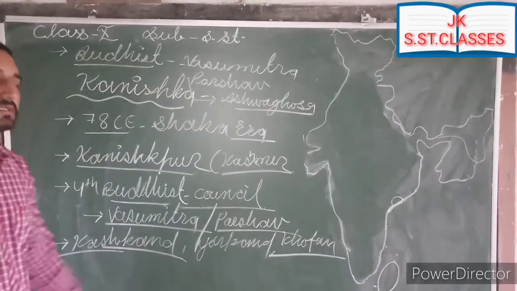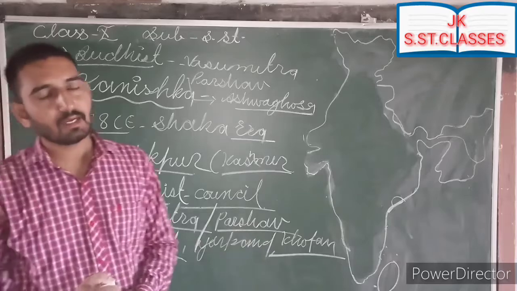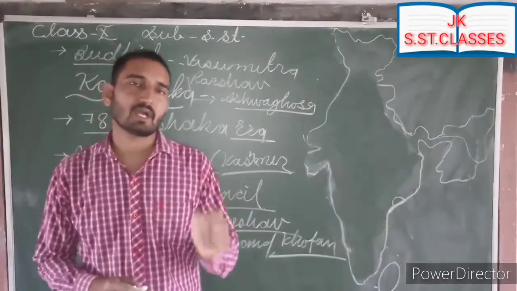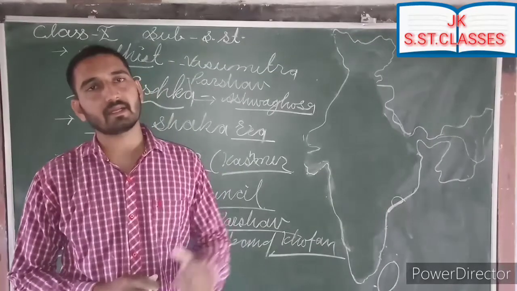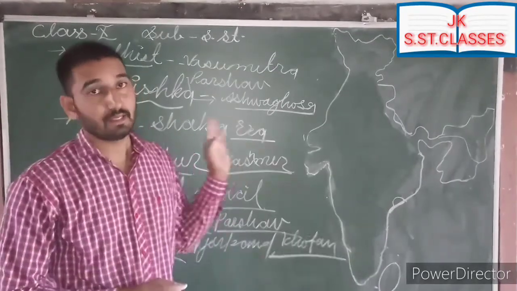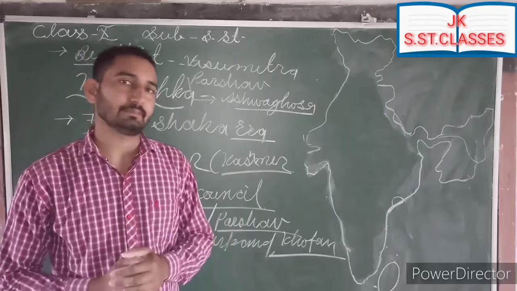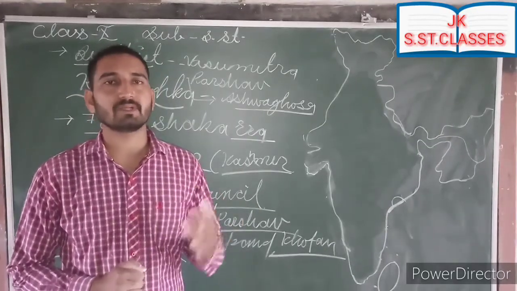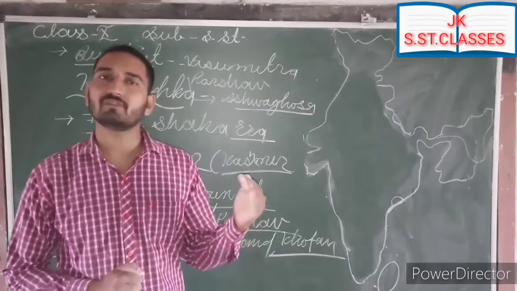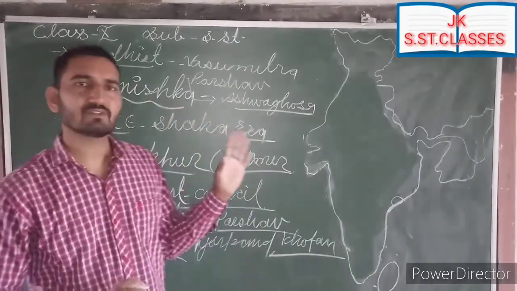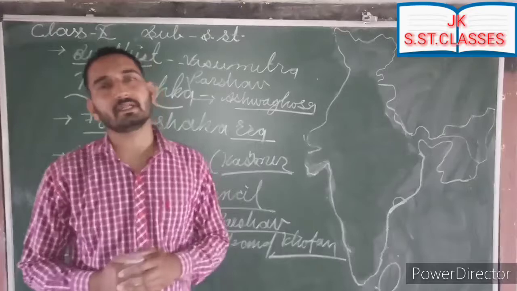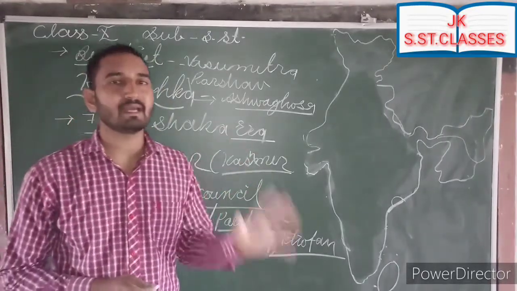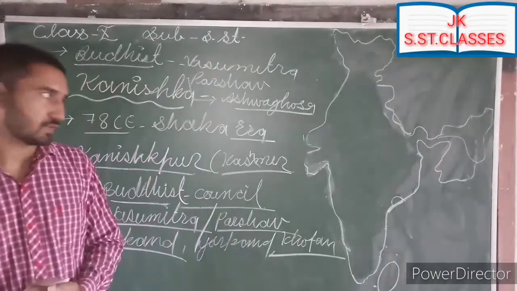Okay, along with that, Mahayana Buddhism, or we can say the Mahayana branch of Buddhism, also started at the time of Kanishka. Means in the fourth Buddhist council, there was an official establishment of the Mahayana branch of Buddhism. So the Mahayana branch of Buddhism started and propagated at the time of Kanishka. Okay, so in this way, these are the major things related with Kanishka.